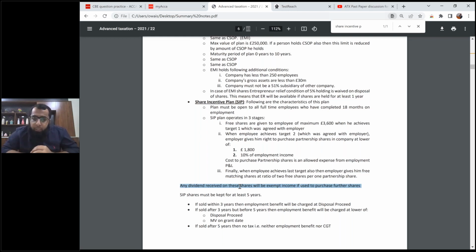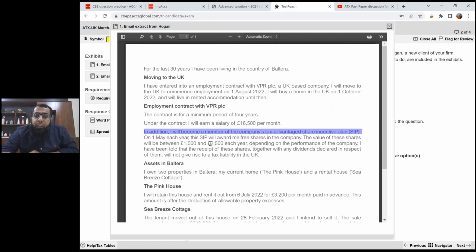Free shares can be given up till value of £3,600. Here, if you read, they are giving her free shares between £1,500 to £2,500. So that is within the acceptable limit. There will be no tax liability if these shares are retained for a period of at least 5 years. And if the dividends are also used to purchase further shares, then dividends will also get exempted from tax.